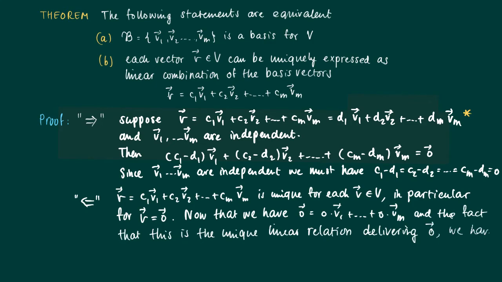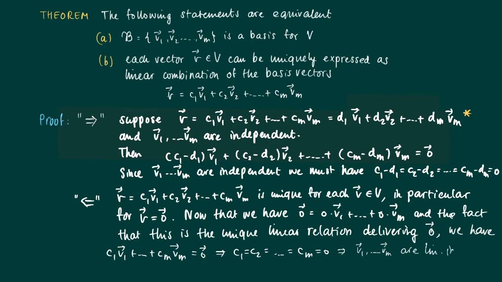We must have the following. So if we express the 0 vector as c1 v1, etc., plus cm vm, then these coefficients, these scalars c1 till cm, should all be 0. So due to this implication, we have that v1 to vm are linearly independent by definition.